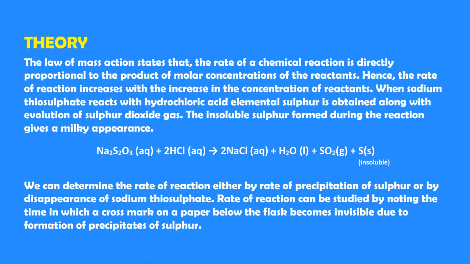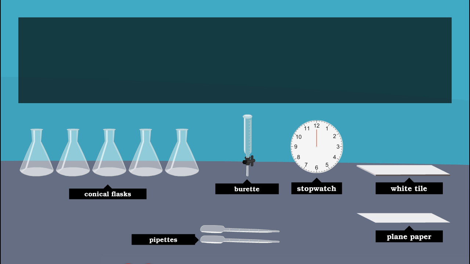Rate of reaction can be studied by noting the time in which a cross mark on a paper below the flask becomes invisible due to formation of precipitates of sulfur.